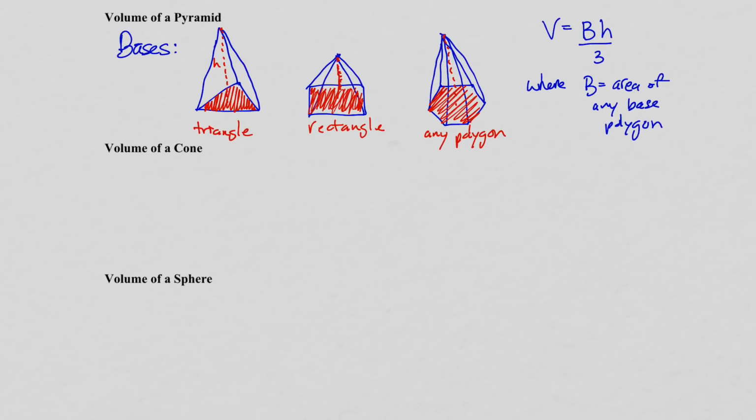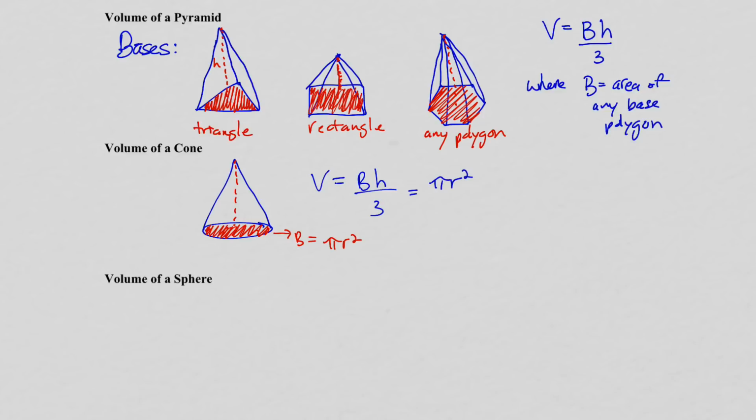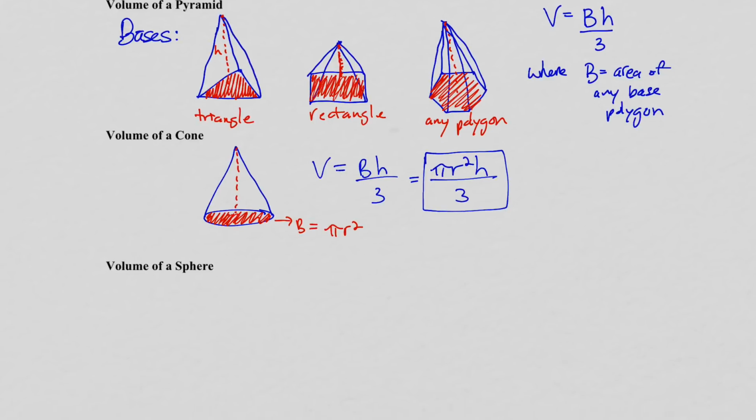All right. So same thing with a cone. What if the base was a circle? Same concept. We've got to find the area of this base and then multiply it by the height and then divide by 3. So since we know this is our general case here, but where B, the area of the base, is a circle, that's pi r squared. So that means we're going to put pi r squared here for the B, multiply by the height, and then divide by 3. So that doesn't look too bad.